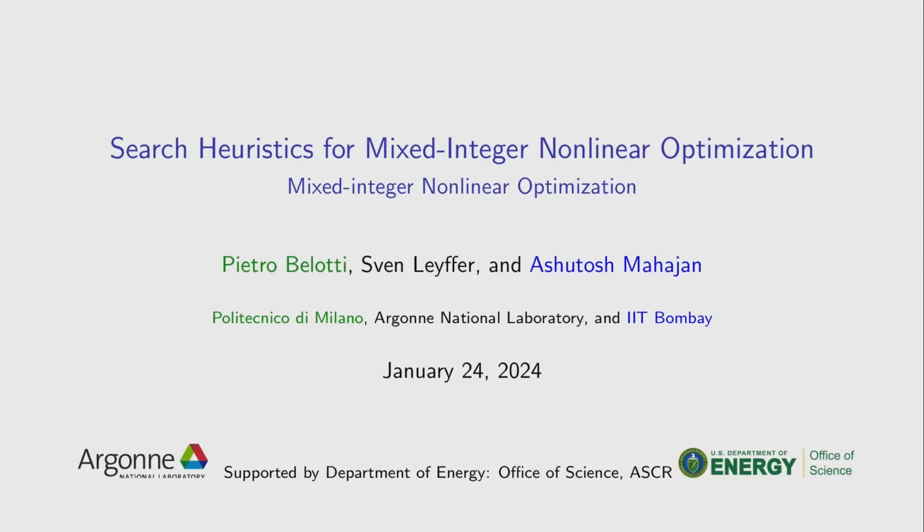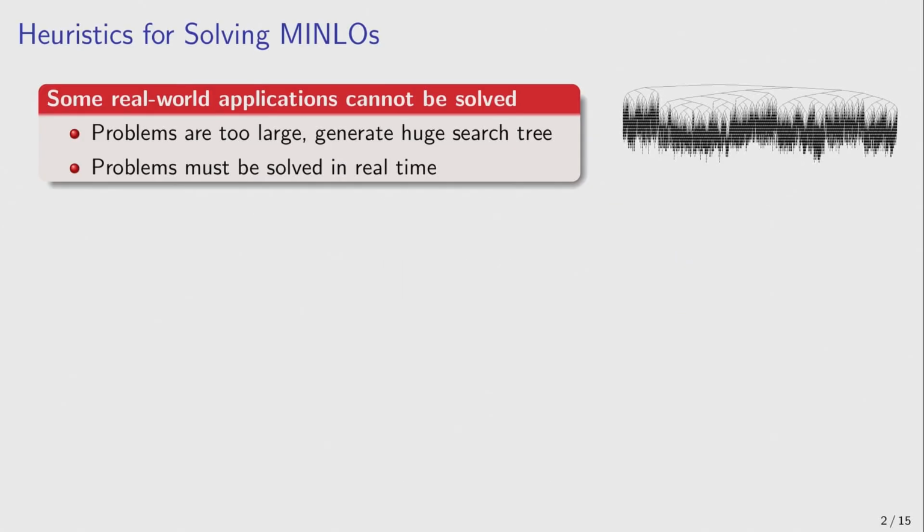So today I'm going to start talking a little bit about search heuristics for mixed integer nonlinear optimization. And we're interested in search heuristics for two reasons. One, some real world problems you just cannot solve. I have some problems where the solvers would run for 2 weeks to produce a solution, and that's just not good enough. And often it is perfectly acceptable in an engineering world to have a good solution rather than an optimal solution.